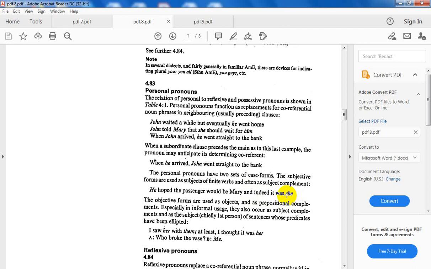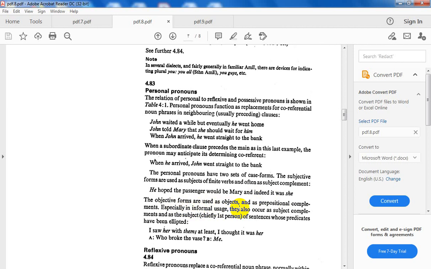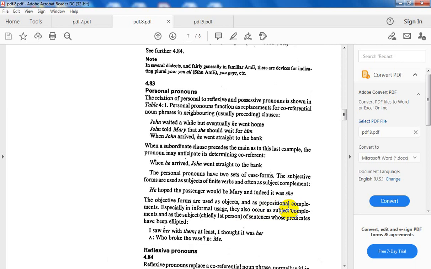So, what is the syntactic function of the subjective personal pronoun? They are either subject or subject complements. What about the function of the objective forms? They are used as objects. I saw him. Him functions as direct object, and it is objective case. And as a prepositional complement, I'm going with him. This is a prepositional complement.